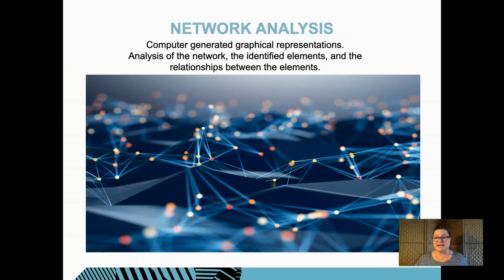Network analysis is enabled through the development of software programs and computer data handling capability to enable computer-generated graphical representations of complex systems, such as the human organism. These can then be mathematically analysed to provide information on the network structure as a whole or on the elements and relationships within the data set.